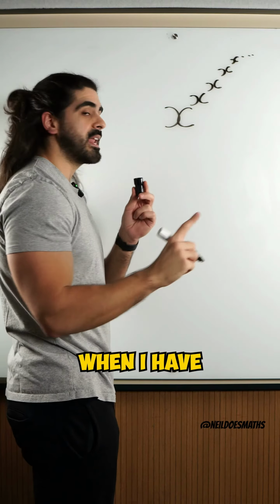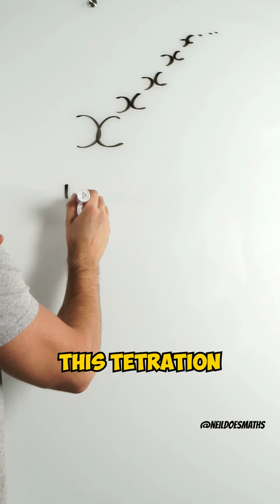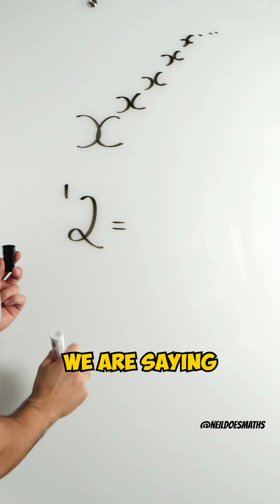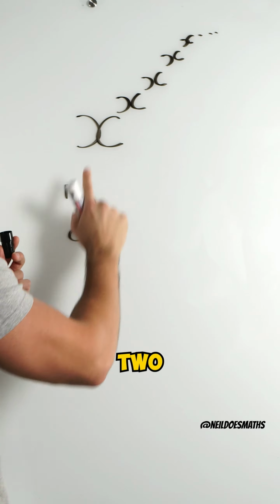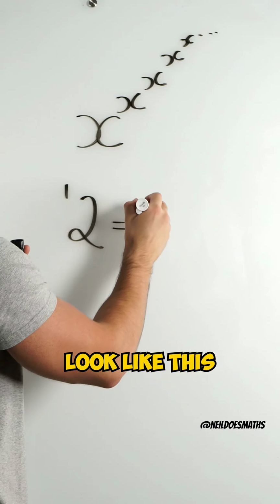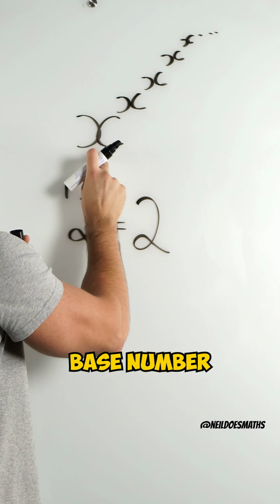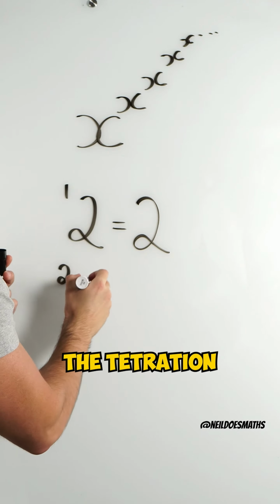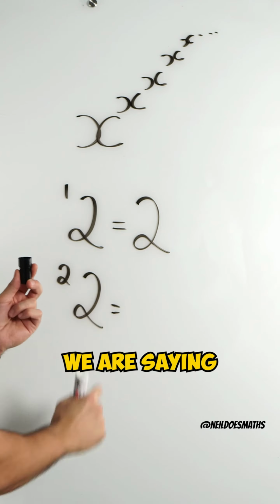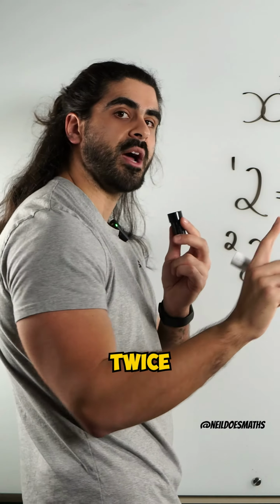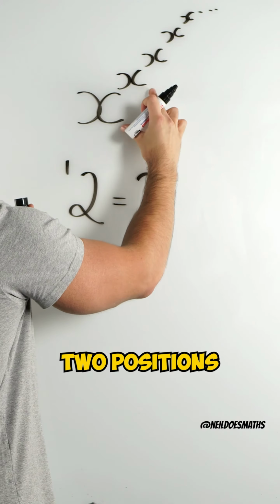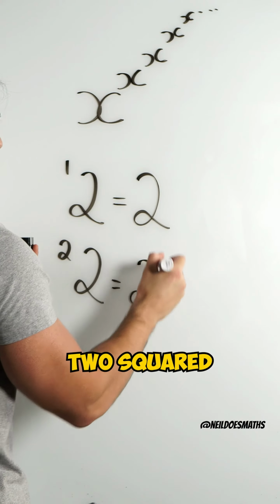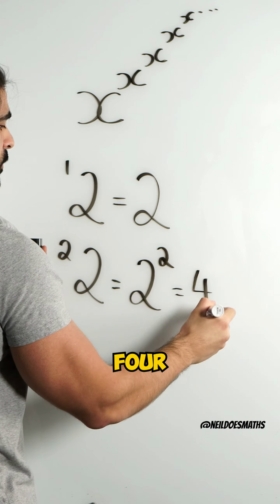So when I have this tetration, we are saying add 1, 2 to the power tower, which will just look like this. It's the base number. When I change the tetration to this, we are saying add the number 2 twice into our power tower, which will occupy these 2 positions, which will be 2 squared, which is 4.